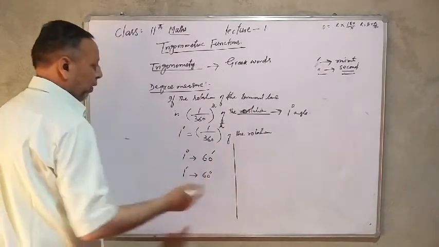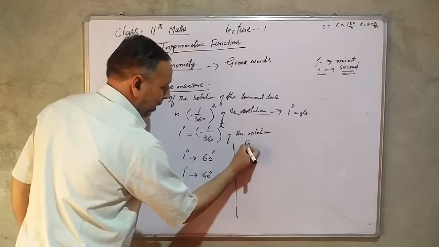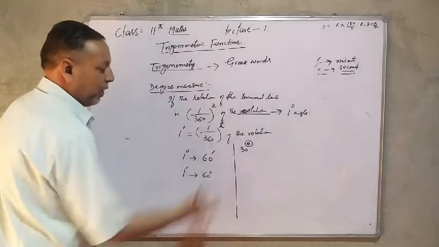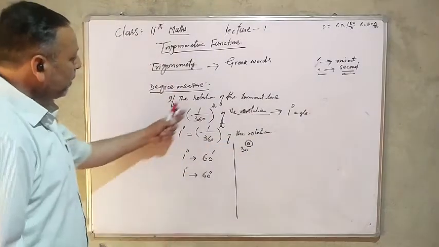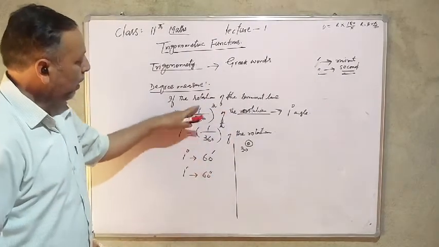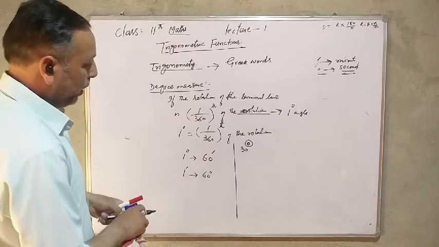Now, when we say 30-degree angle, here degree is the measure of this angle. 30-degree angle, 40-degree angle, 50-degree angle. So what is a degree? 1/360th of the rotation of the terminal line is 1 degree.